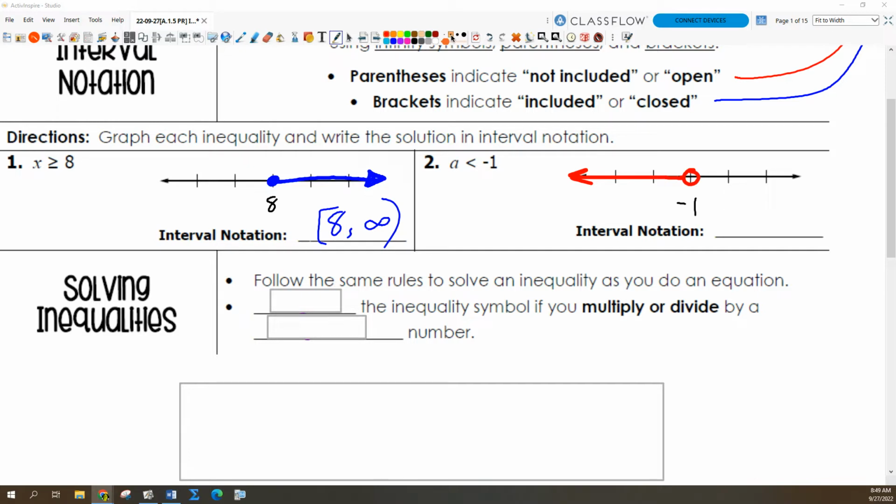Now let's turn this into interval notation. So we'll start with our comma. What's my left endpoint this time?